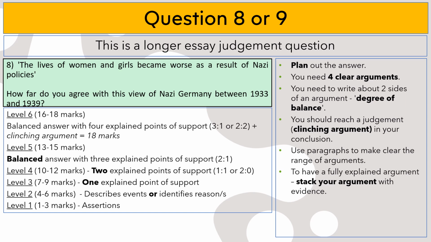So for this question, you need to have 4 clear arguments. You need to write about degree of balance, so you need to write about both sides of the argument. You should reach a judgment in your conclusion. Use paragraphs to make clear the range of arguments, and make sure you stack your argument with evidence.